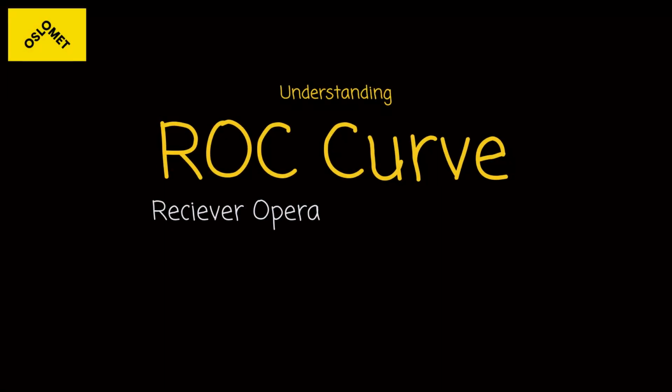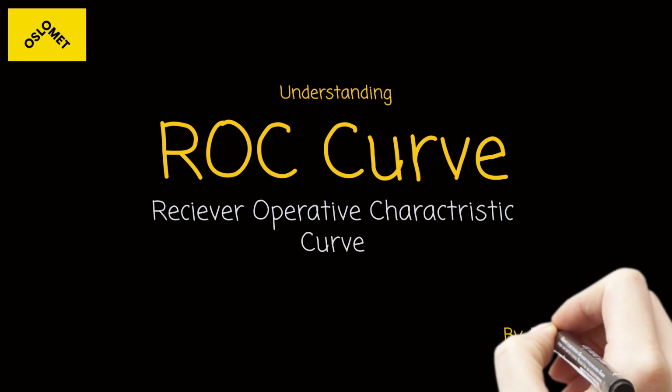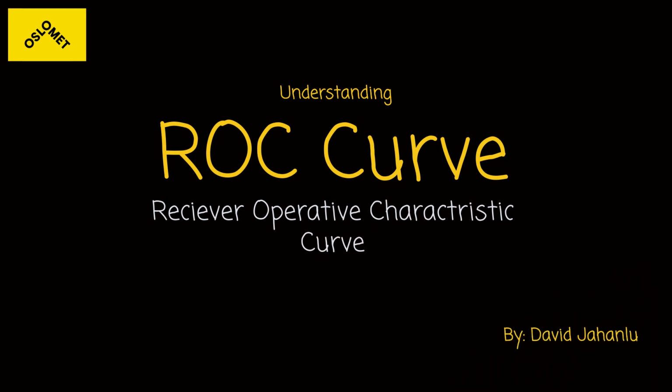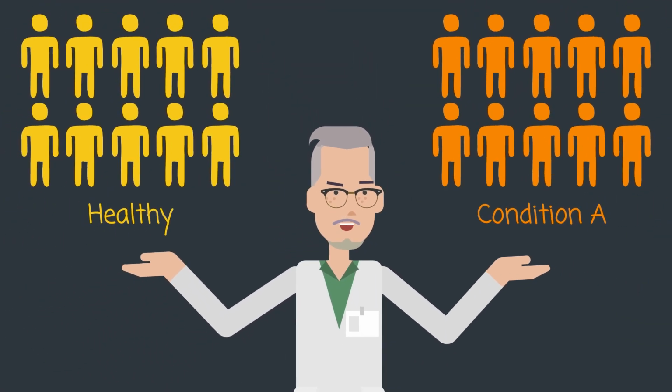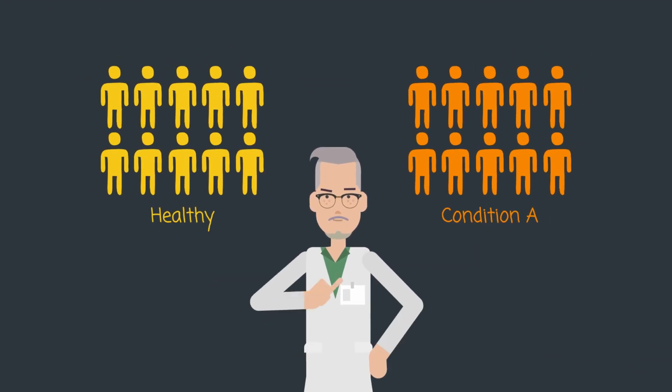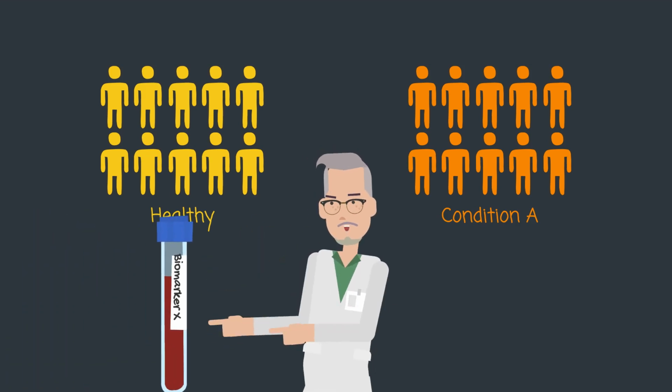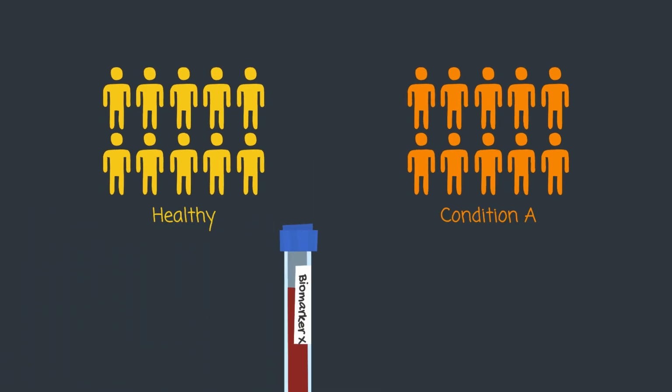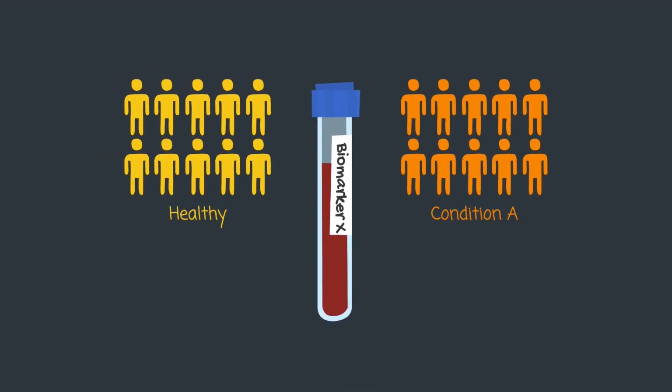Understanding ROC curve, or receiver operating characteristic curve. Imagine you have two groups of people, one with condition A, and one healthy group. And you want to find out if you can diagnose condition A by measuring biomarker X. First, let's demonstrate their distributions.